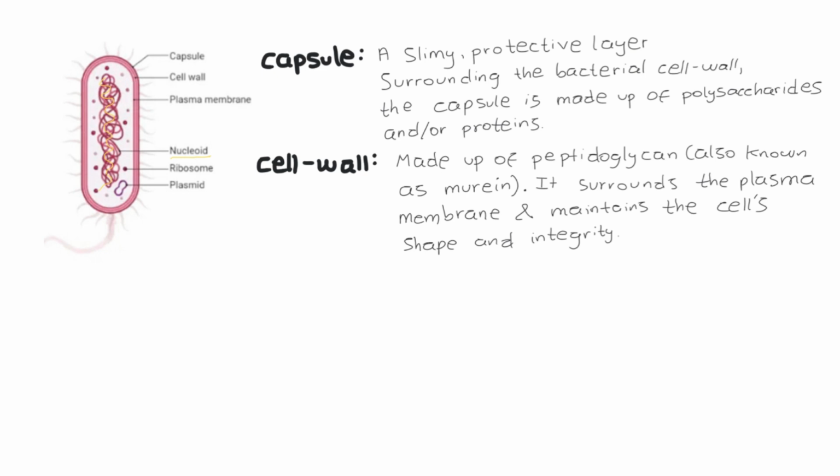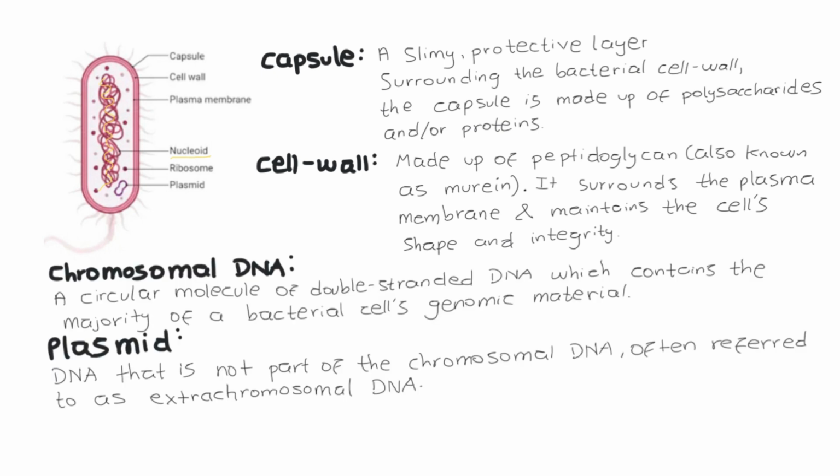Many bacteria also contain extrachromosomal DNA. So this refers to DNA that is not part of the main chromosomal DNA. And this extrachromosomal DNA is often referred to as a plasmid. Plasmids are not essential to the survival of a bacteria, but they can carry additional genetic information that can confer advantages to the host bacterium under certain conditions.